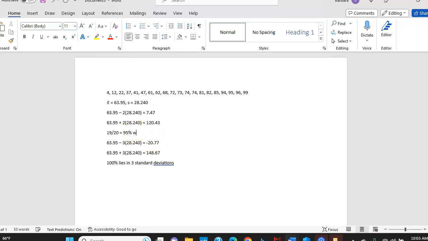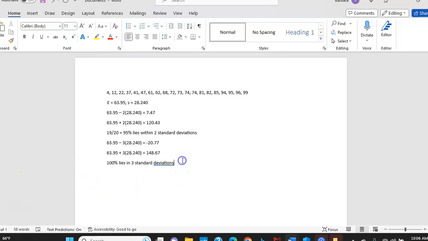So 95% lies within two standard deviations, which definitely fulfills Chebyshev's rule. And certainly 100% is at least 8/9 or 89% of our data that's within three standard deviations. So certainly that's true. Now, since we're already at 100%, all the rest of Chebyshev's rule is going to work out as well. But let's just pretend for a second that we didn't have 100%, just so we understand the last part of Chebyshev's rule.